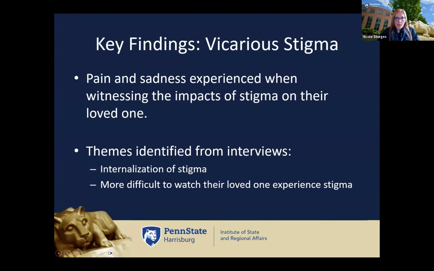The other type of stigma that we found during our interviews was vicarious stigma. And this is when a family member experiences emotions such as anger, sadness, or pain as a result of witnessing their loved one face stigma associated with their SUD. For most interview participants, this type of stigma was much more difficult than experiencing stigma themselves. Parents discussed internalizing this stigma, which led to devastating feelings of sadness, hopelessness, and isolation.